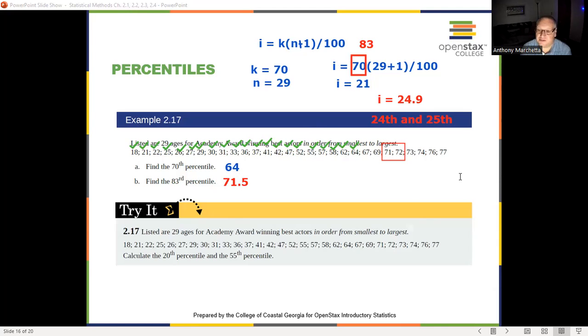But this is how you'd find the percentile if I gave you the actual percentile. Please find the 70th. Please find the 83rd. Now what we're going to do is talk about what it's like to go in the opposite direction, where I give you the actual data and ask you what percentile it represents. Let's clear these drawings. Go to the next part.